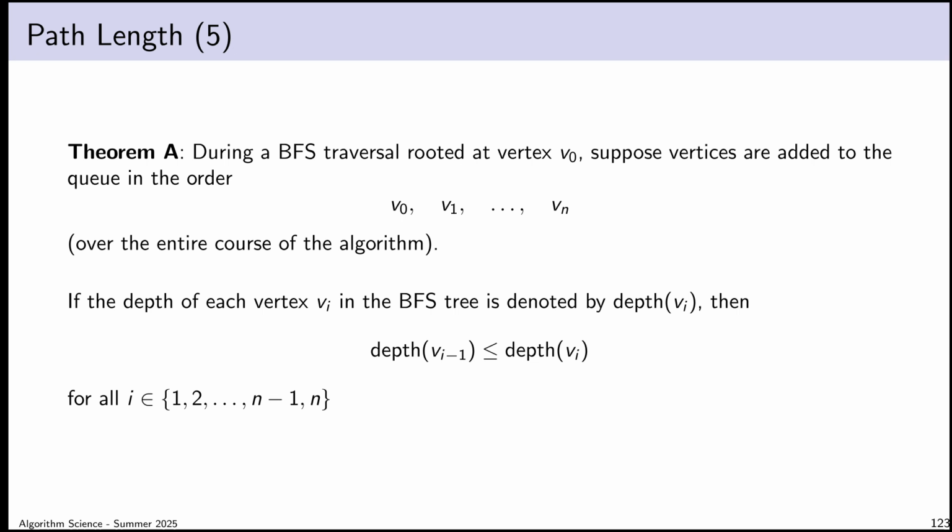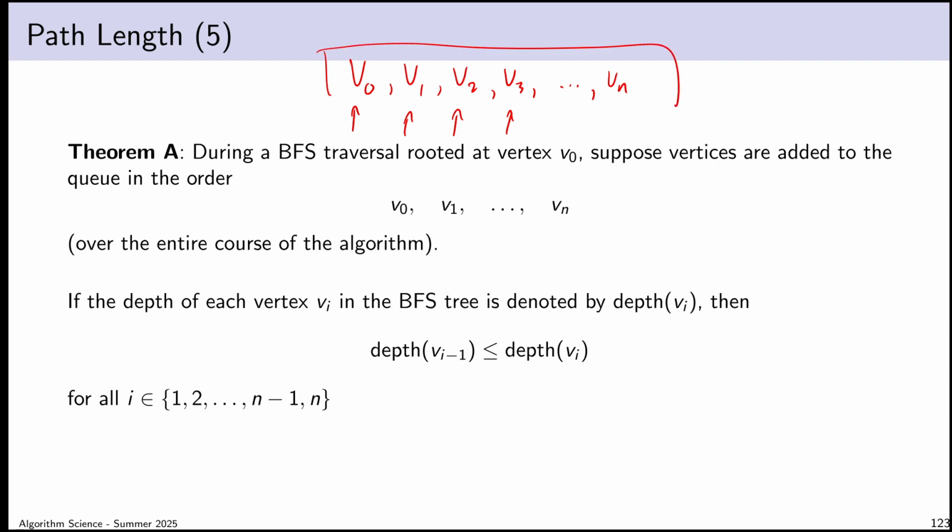Okay, theorem A. If I perform a BFS traversal starting at vertex V0, let's suppose that vertices are added to the queue in this order. Now, I should be very clear what I mean by this. So let's consider this ordering: V0, V1, V2, V3, and so on, up to Vn. What I'm saying here is that vertex V0 was added to the queue before vertex V1 was, and that was added before vertex V2, and that was added before vertex V3. I am not saying that all of these things were ever in the queue at once.